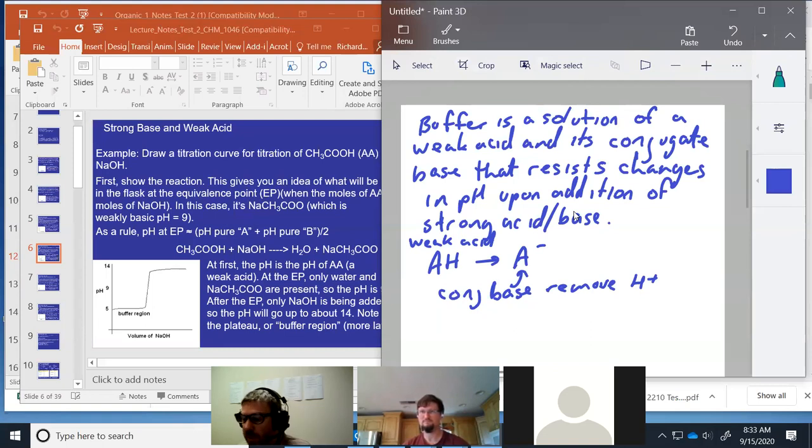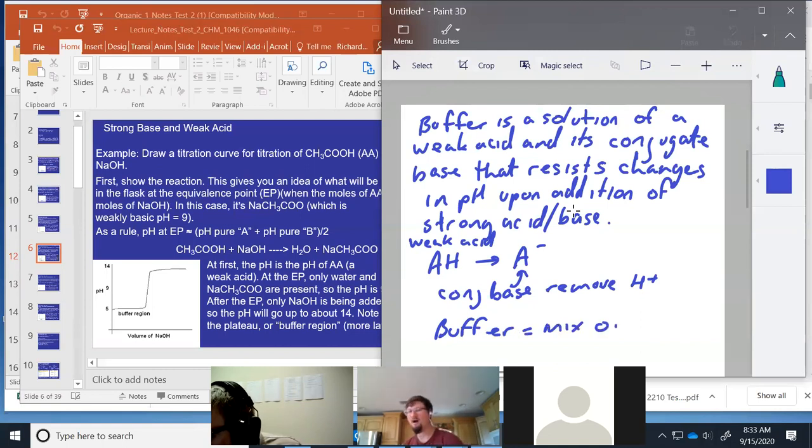But that's what we're talking about with buffers then. So it's a mixture of AH. Let me go back here a bit. A buffer is then a mixture of AH and A minus.